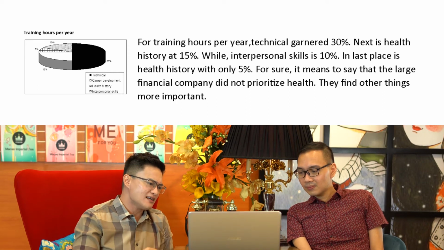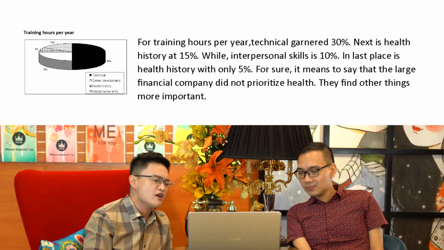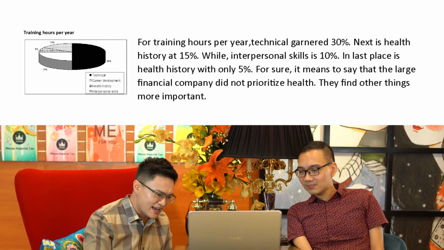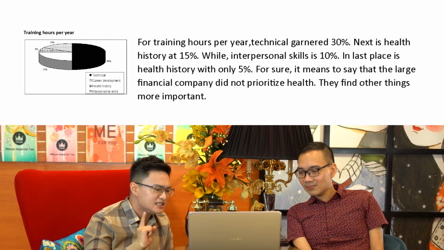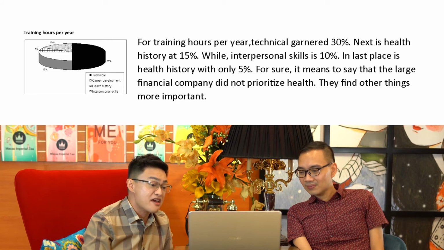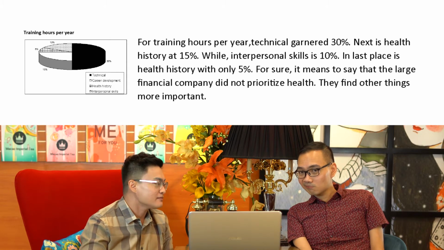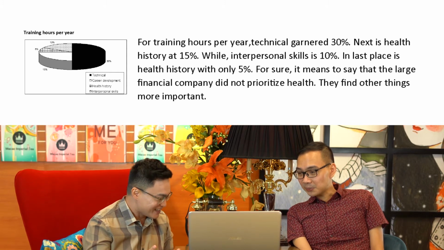And then, what about the last 2 sentences for this paragraph? For sure, it means to say that the large financial company did not prioritize health. They find other things more important. How can you be so sure? I know. This is not writing task 2, writing in which your opinion is what is supposed to be at the forefront. Writing task 1 is supposed to be dry, clinical, colorless, lifeless. So no flagrant opinions like this.